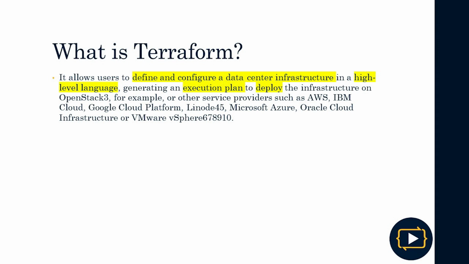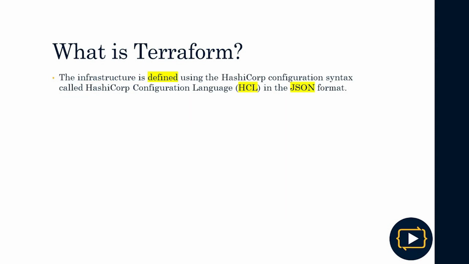It allows you to generate an execution plan to deploy the infrastructure on OpenStack, AWS, IBM Cloud, Microsoft Azure, Oracle Cloud Infrastructure, or VMware vSphere, for example. We have many cloud providers with which we can automate different tasks thanks to Terraform. Lastly, the infrastructure is defined using the HashiCorp configuration language known as HCL using a JSON format. Let's continue to learn more concepts.